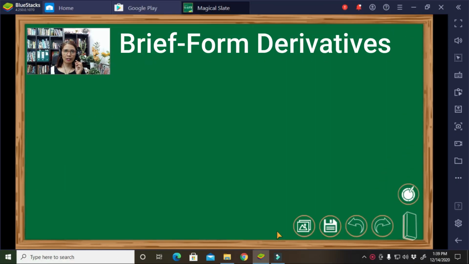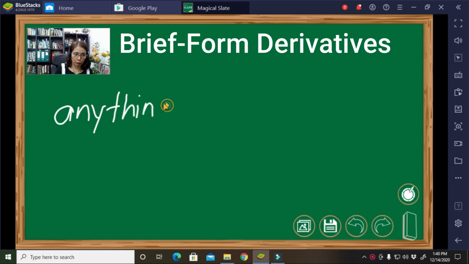Okay, so this time let's have the brief form derivatives, meaning you are going to join either two brief forms or you just add something to the brief forms. Example, the word anything. Any and thing are two brief forms. So if we are going to join that, this is your any and thing. Okay, so this is anything.